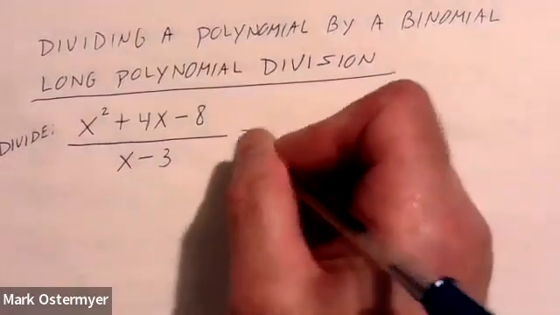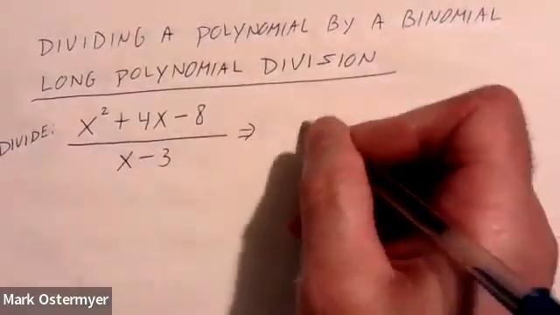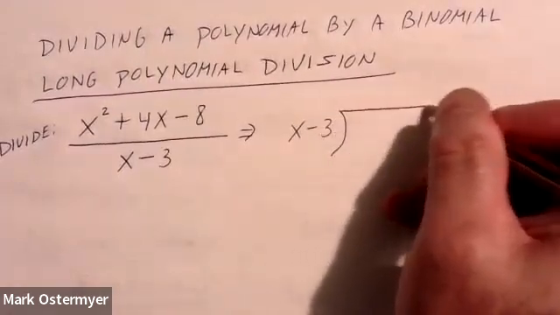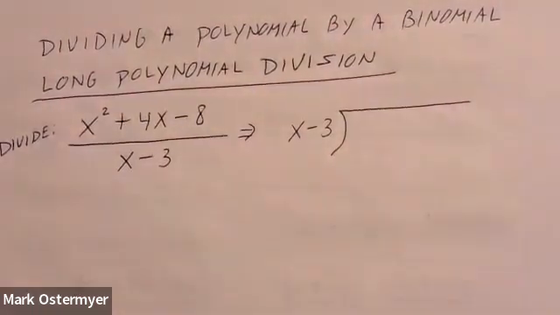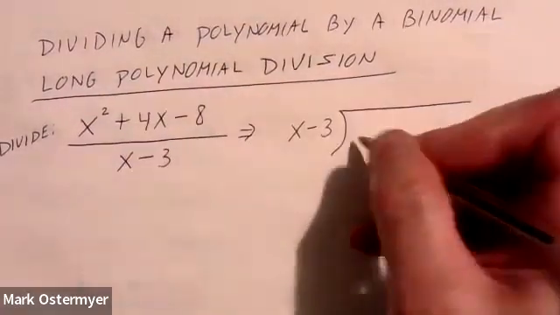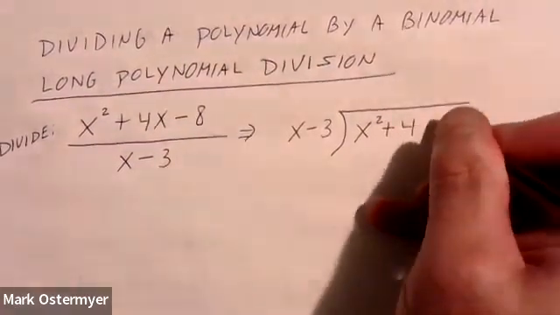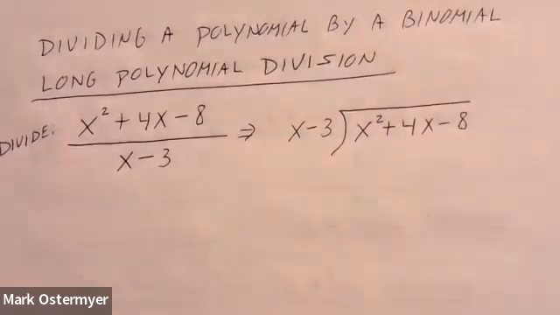So I'm literally going to have to take my divisor, which is x minus 3, put it outside of my long division bar. Yep, the same bar you see in basic math. And my dividend is going to be the trinomial. It's going to slide underneath this division bar. And now we're going to have to go through what is called long polynomial division.